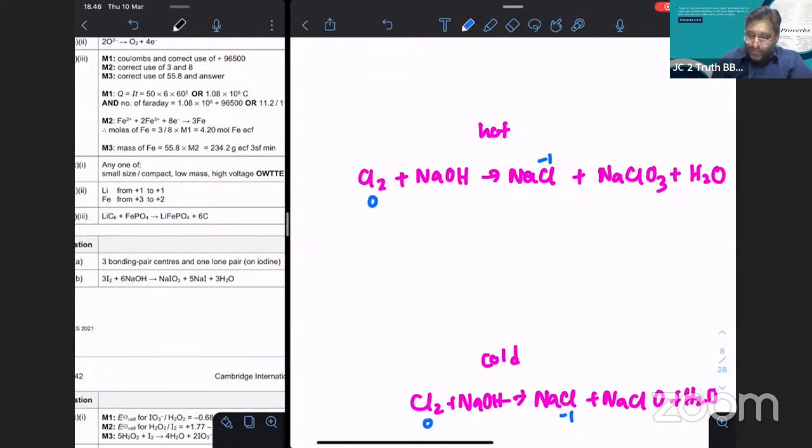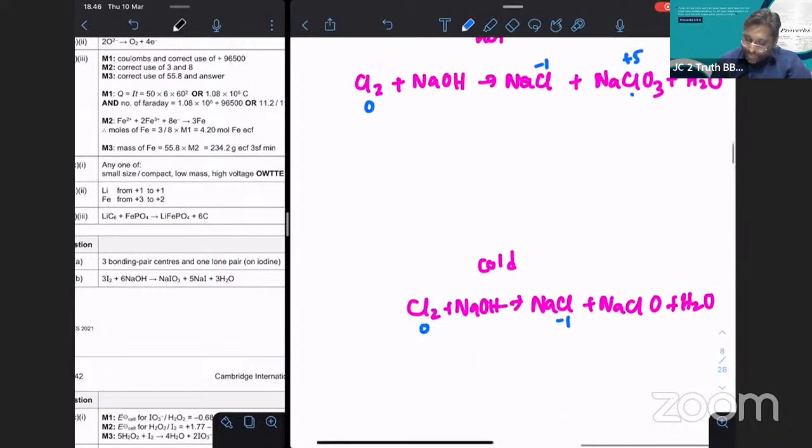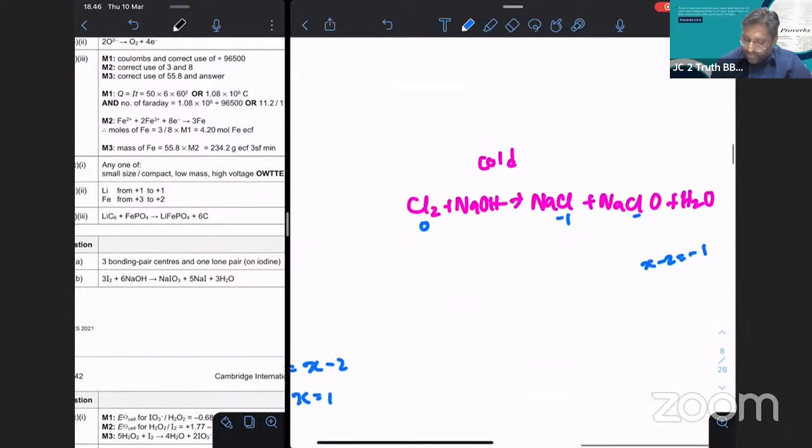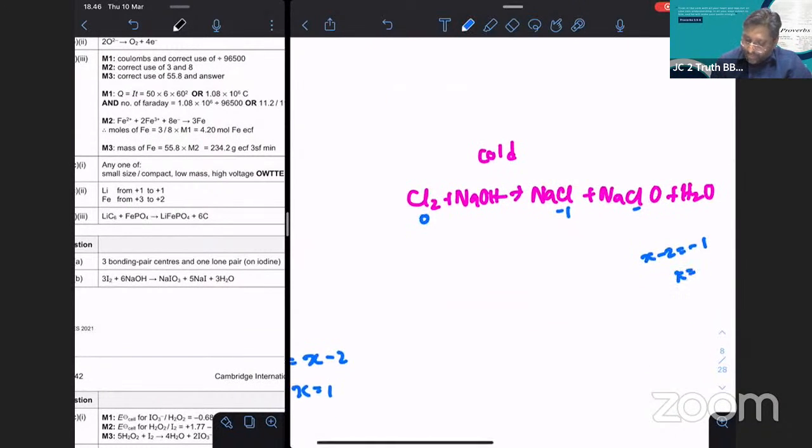And then this one, if you want to calculate, ClO3 minus, so X minus 3 times -2 is going to be -6 equals to -1. X is going to be +5. So this is going to be +5. And if you count over here, x minus 2 equals to -1, and then x is going to be +1. So I'll put +1.